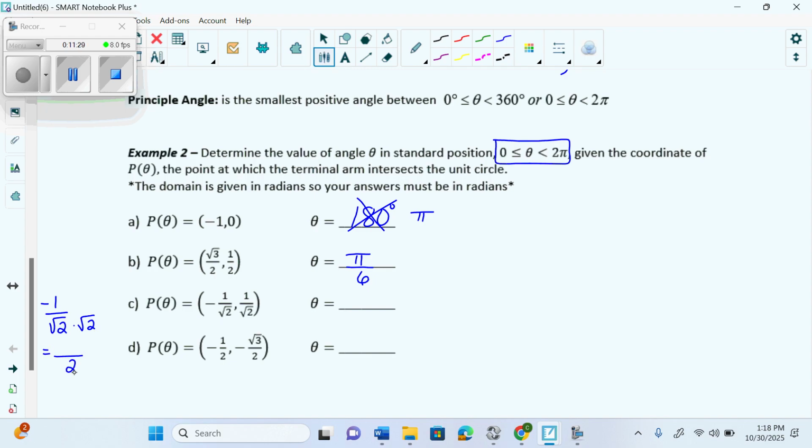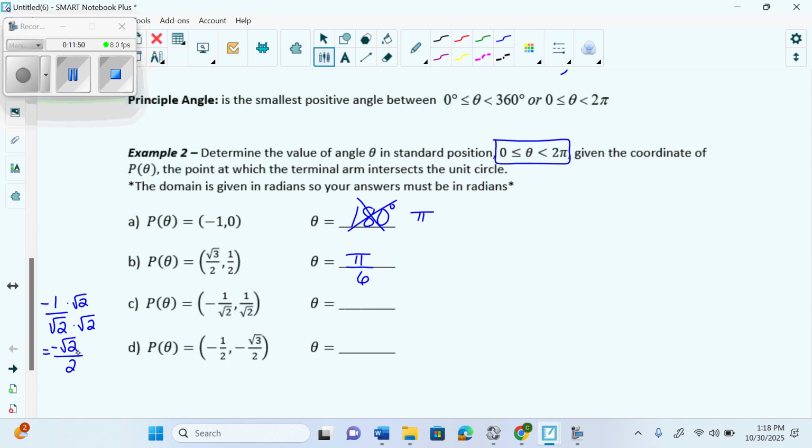Can you just randomly multiply a denominator by something and say it's the same? It's equivalent only if you do the same to the top. So it's actually negative root 2. So 1 over root 2 is the unrationalized form of root 2 over 2, which you do have on your unit circle. Yes?